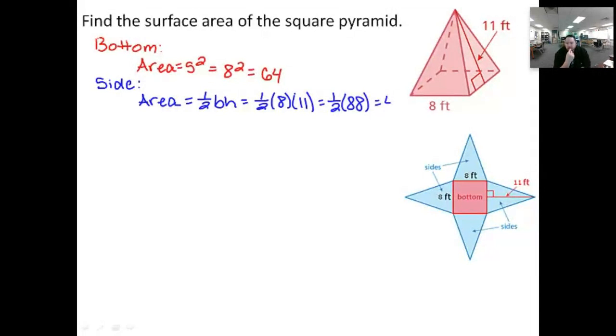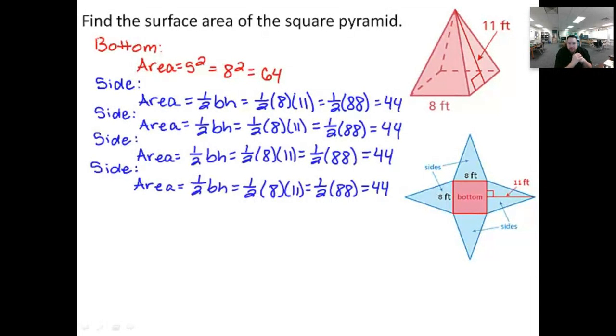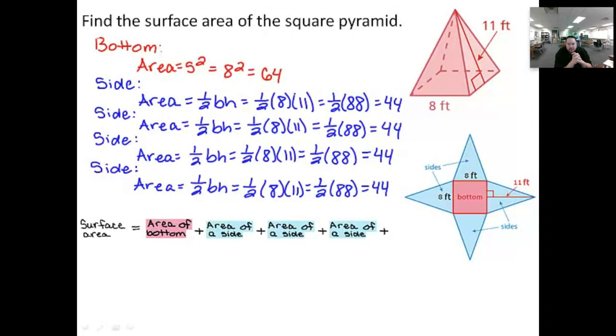Then to find the surface area, you want to find the sum of the areas of the faces. So surface area equals the area of the bottom plus the area of a side plus the area of a side plus the area of a side plus the area of a side, which equals 64 plus 44 plus 44 plus 44 plus 44, which equals 240. So the surface area of the square pyramid is 240 square feet.